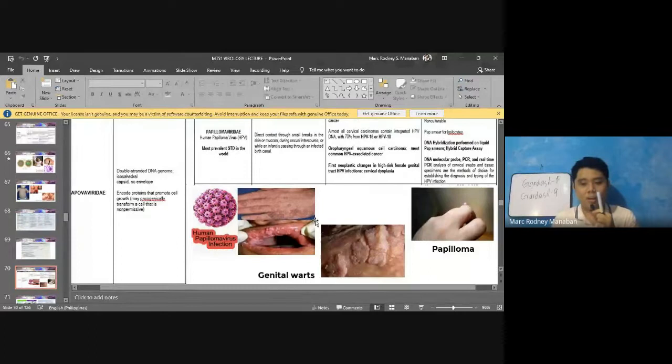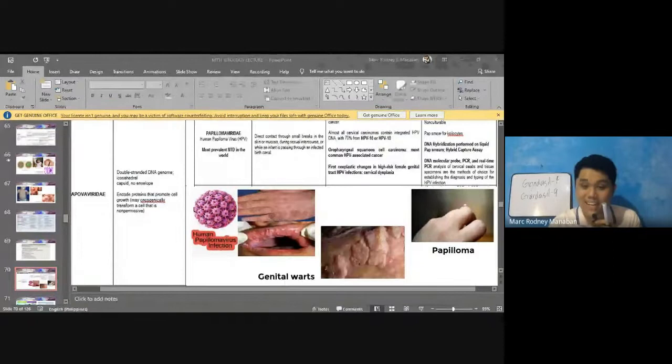So take note of that. No, dears, again, very active. So have your vaccines for HPV. Okay. All right. So that's for your human papilloma viruses. So that's for your HPV.